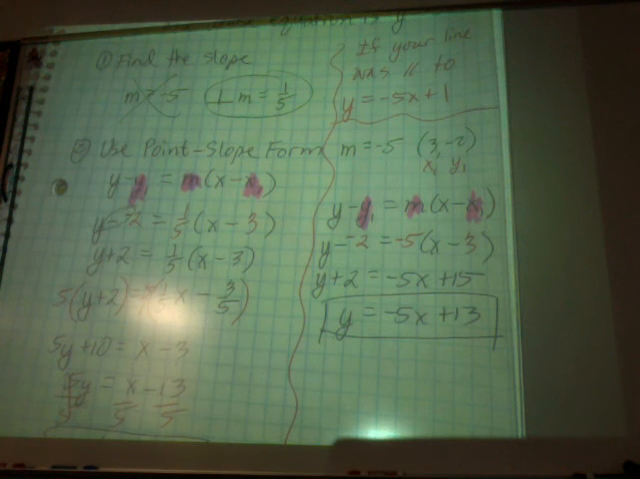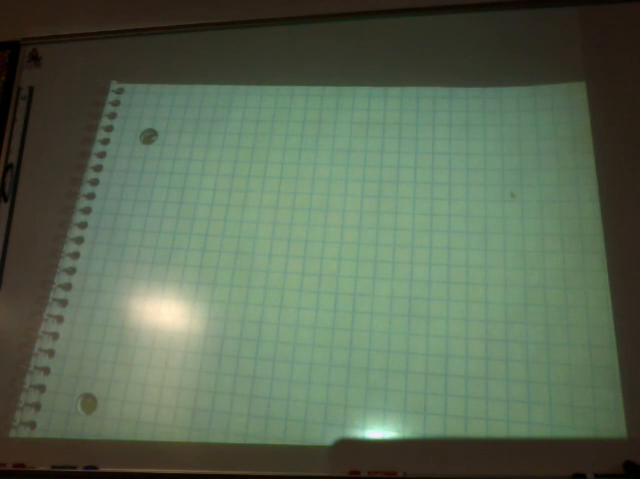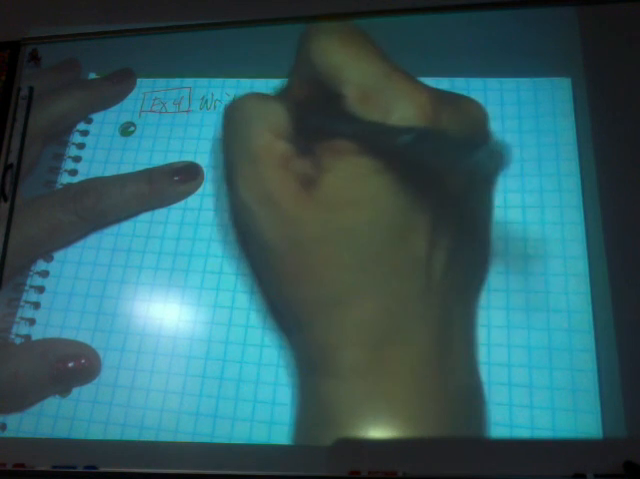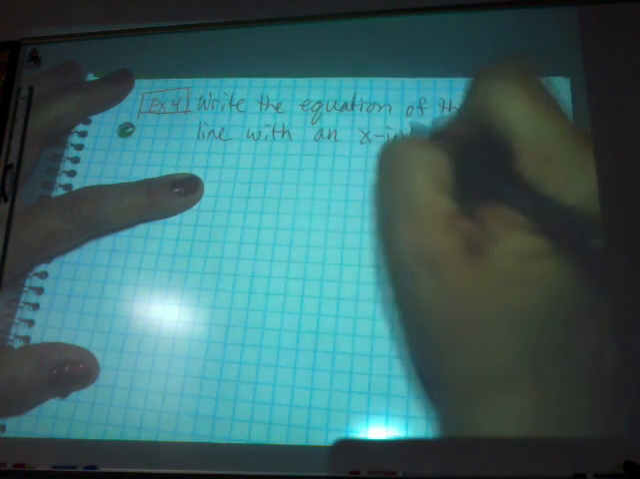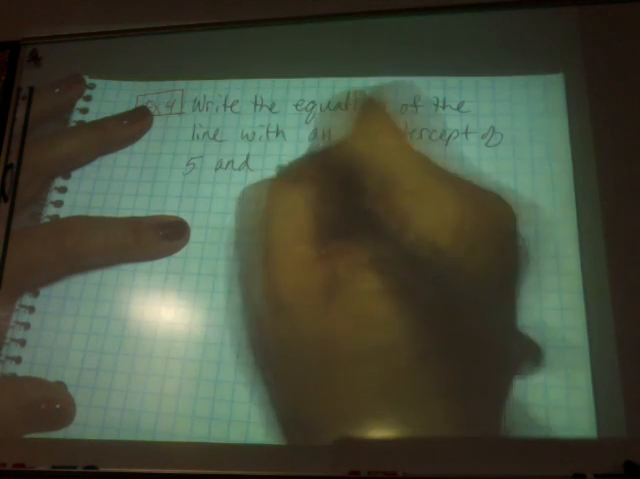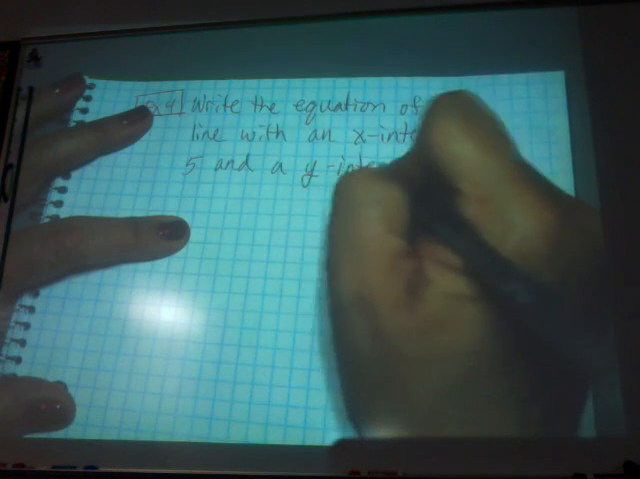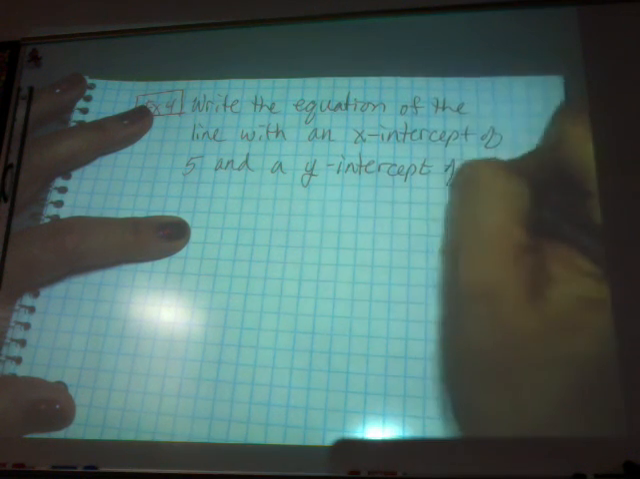Now, something that they might give you, one last thing, would be perhaps this. What if I gave you, what example is this, 4? Is that right? So example 4. Write the equation of the line with an x-intercept of 5 and a y-intercept of -3.